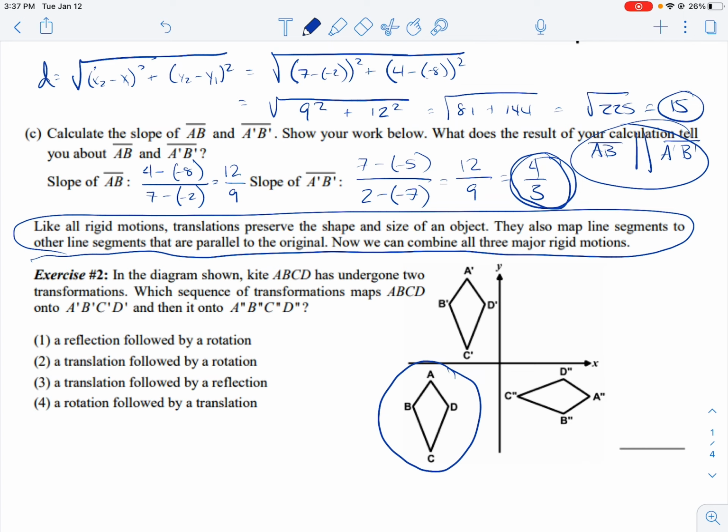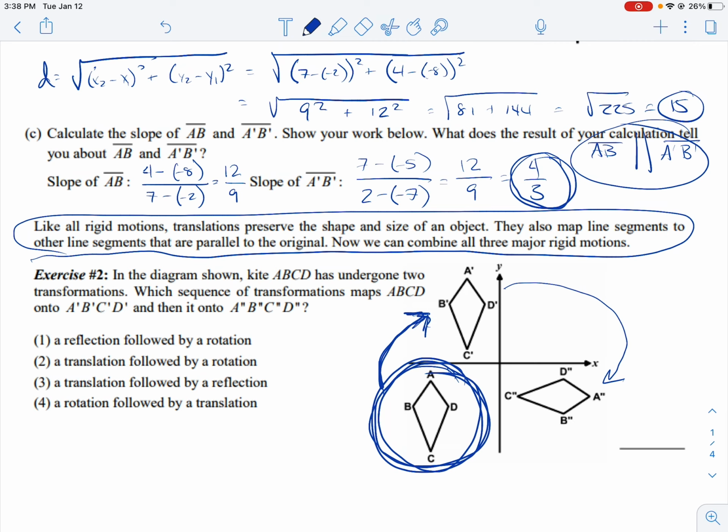So our first transformation mapped this guy to this guy, and then after that translation, we got mapped down to this guy. Okay, so the question is asking which sequence of transformations maps A, B, C, D onto A prime, B prime, C prime, D prime, and then onto A double prime, B double prime, C double prime, D double prime. Okay, so first, let's talk about how do we get from here to here. Well, the name of the chapter is translations, so let me tell you folks, that's a translation right there.